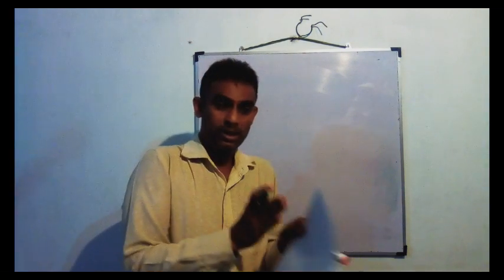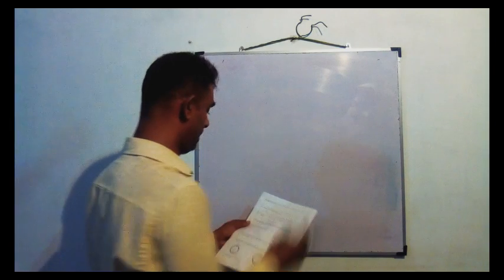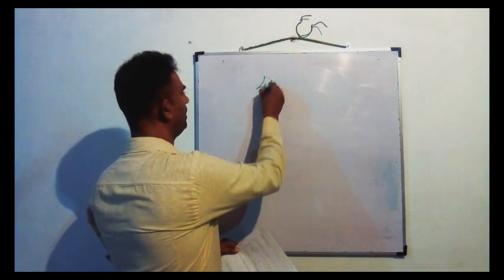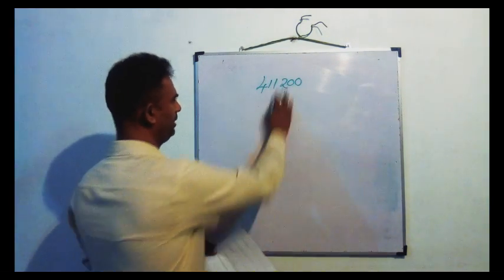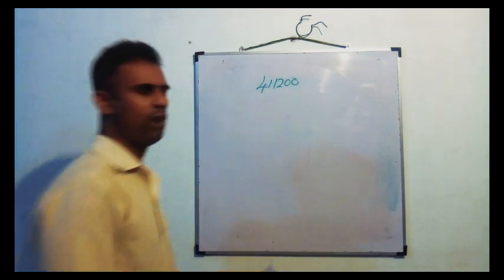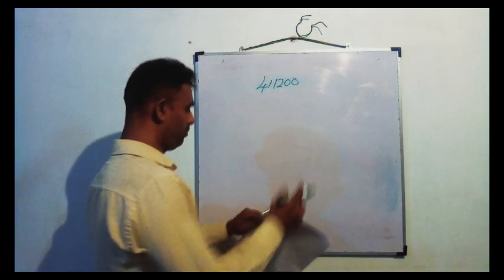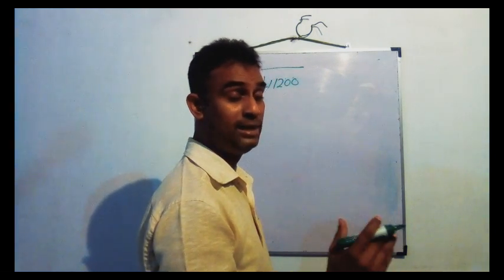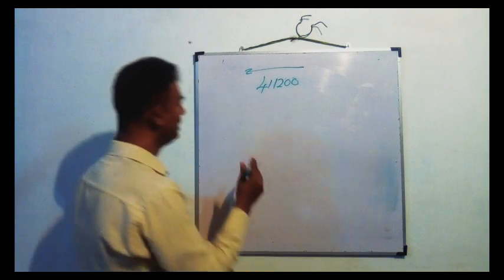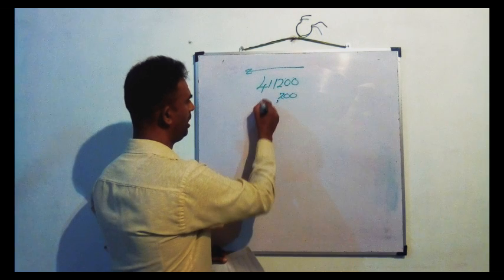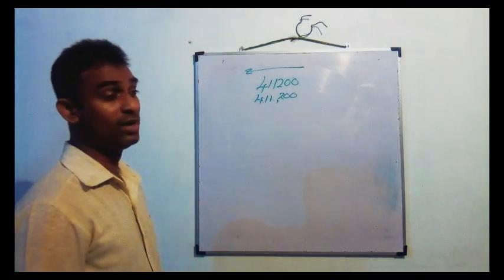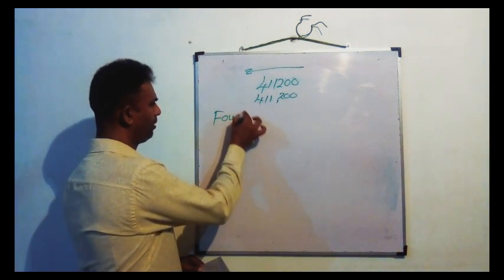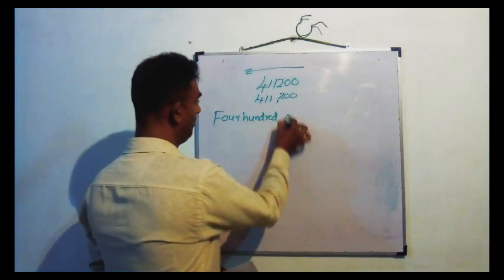The standard form, you know that we want to separate the numbers 3 by 3 from right to left. This is the number, 411,200. Now we want to write it in standard form. Right to left, we want to separate by 3 digits, by 3 digits. 200, 411. We want to write it in words. We write this 411,000.